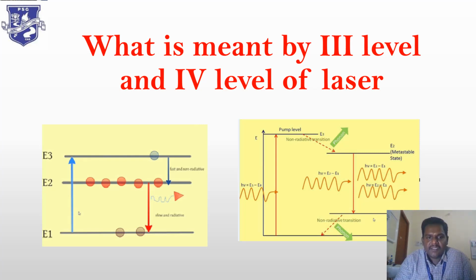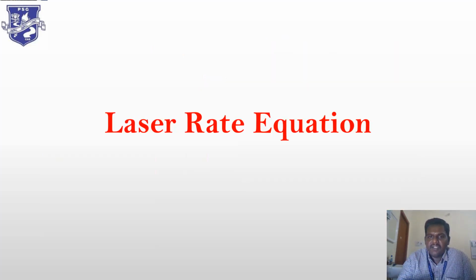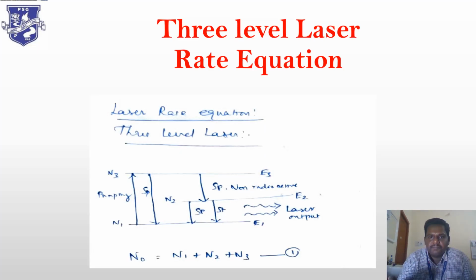Compared to this three-level laser system, a four-level laser system has one more energy state in between E2 and the ground state. This virtual energy state helps us to achieve the four-level laser system. Both the three-level and four-level laser systems are commonly used in many kinds of applications in day-to-day life, from commercial usage to industrial applications. Now we are going to see what the laser rate equation is, particularly the three-level laser rate equation.